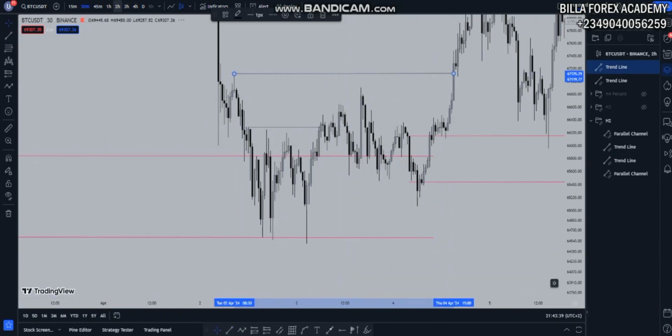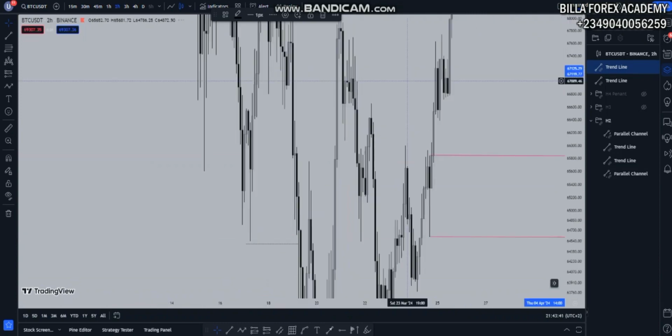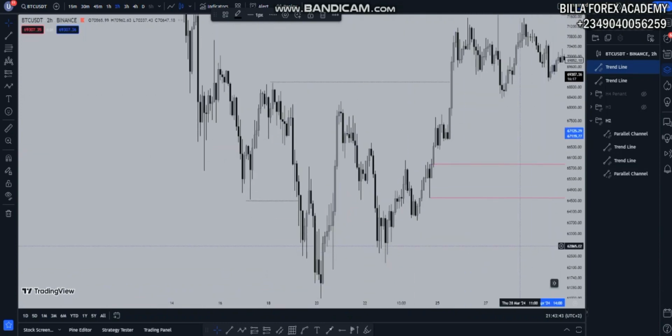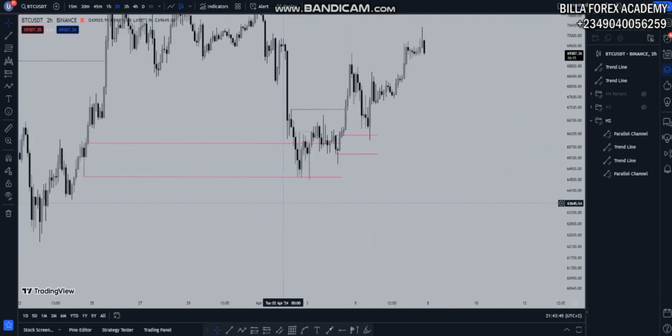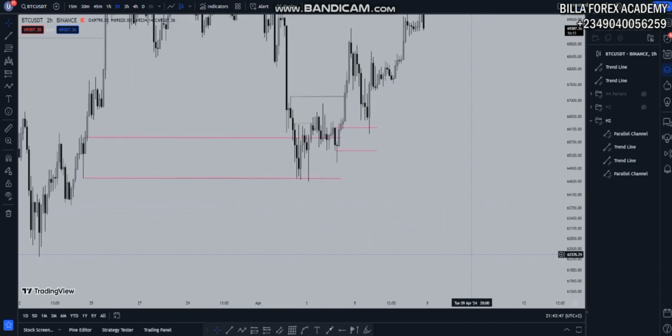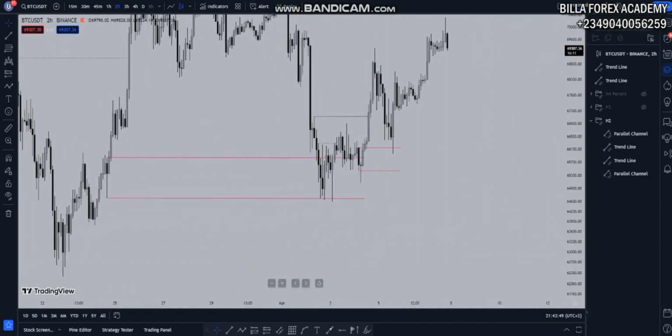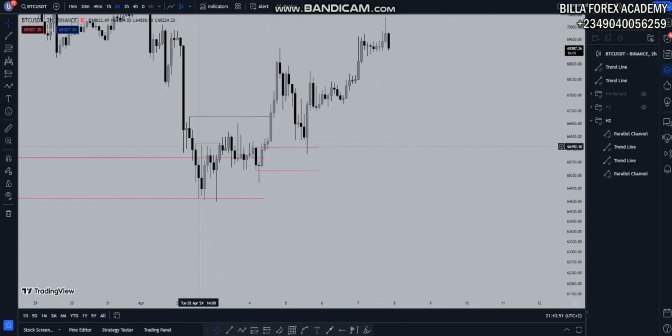Let's go back to our 2 hours time frame to see it clearly. So yeah, that's what we are looking for. We have our first break over here. Before the mitigation, we had our first break, we had our second break.